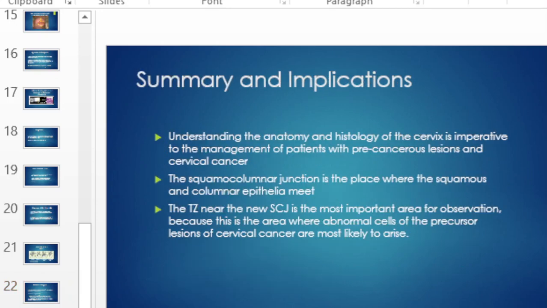So it is important that we understand the anatomy and histology of the cervix as we go and manage patients with the precancerous lesions of the cervix. The squamocolumnar junction is the place where the squamous and the columnar epithelia meet. The transformation zone near the new squamocolumnar junction is the most important area for observation, because this is the area where the abnormal cells of the precursor lesions for cervical cancer are most likely to arise.